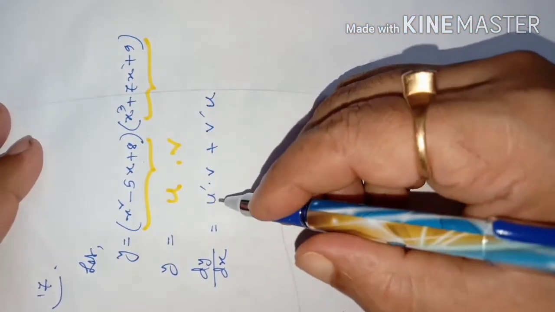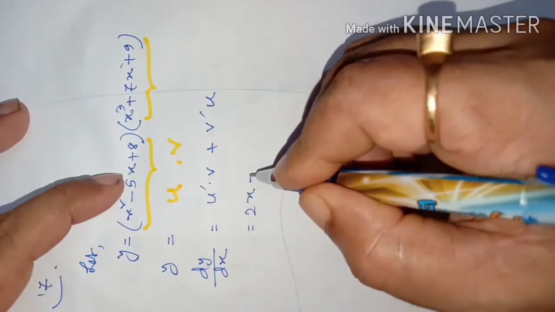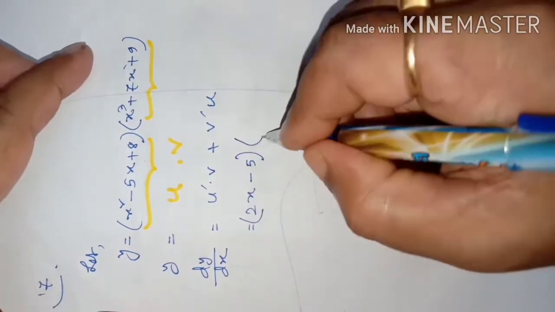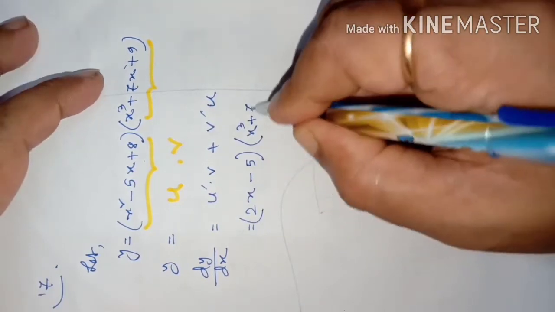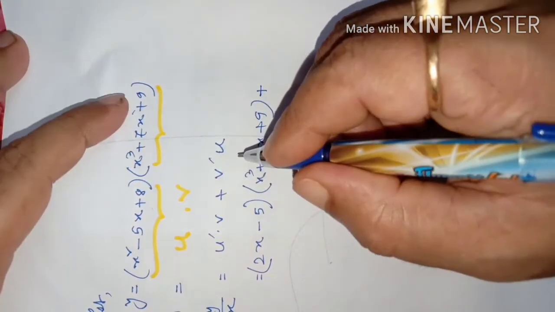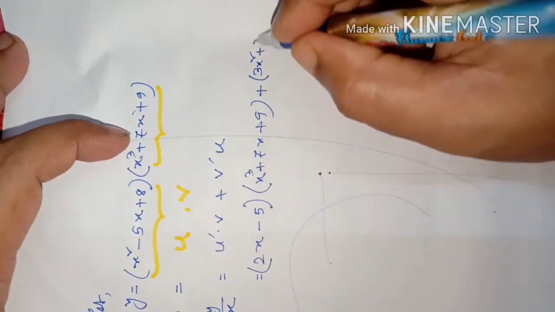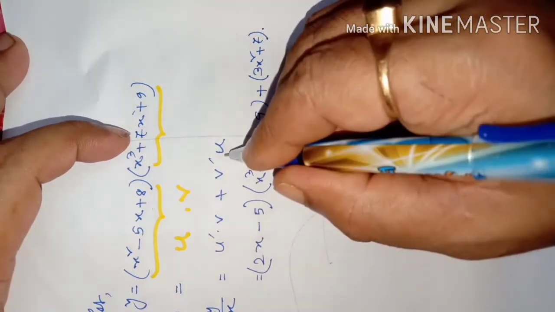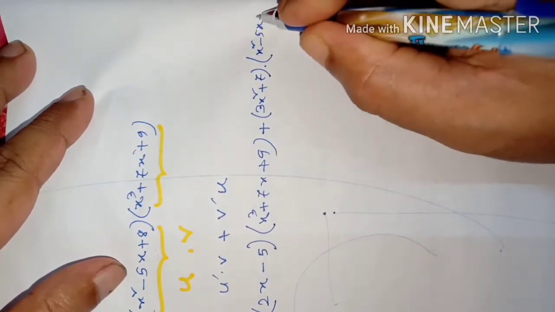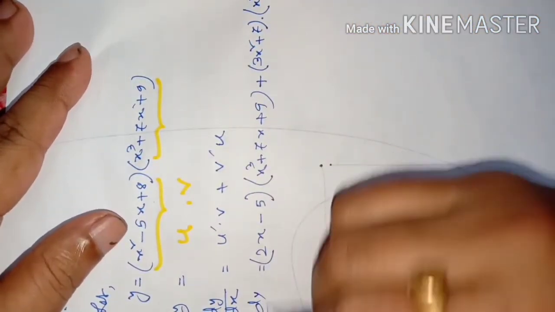So U dash means derivative of this one, that is derivative of x square, 2x, minus derivative of 5x, 5. This is U dash. V is this one, bracket x cube plus 7x plus 9 as it is, plus now V dash means derivative of this one. What will it be? 3x square, derivative of x cube plus 7x is 7, into U. U is this one, x square minus 5x plus 8. Okay, so this is our answer for this dy by dx.